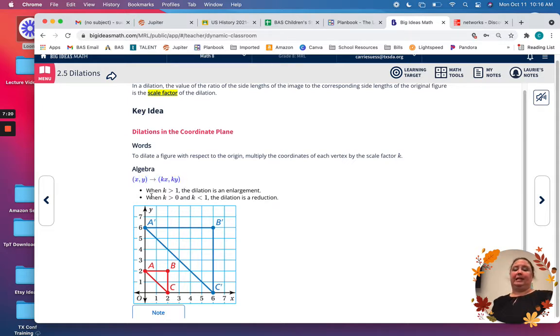When your number, represented by K here, is greater than 1, the dilation is going to be an enlargement. So think of this as multiplication. I'm dilating the x by 2. So if it says 2x, I'm enlarging it by 2. If it's between 0 and 1, it's a reduction, so if it's a fraction or a decimal.